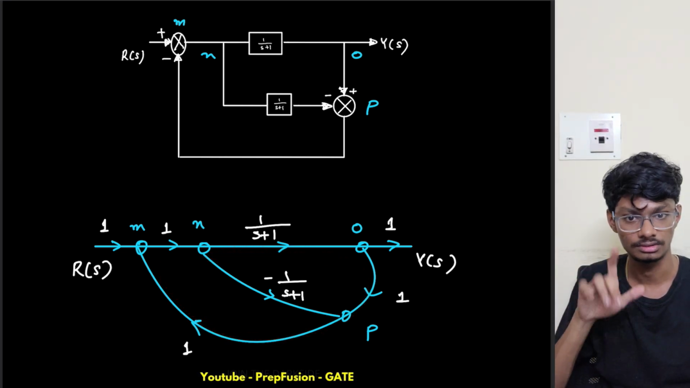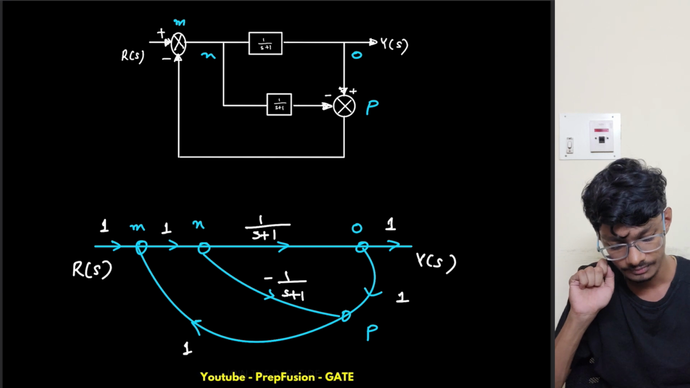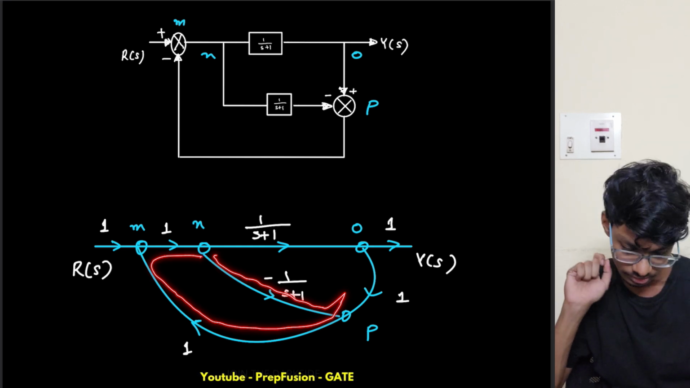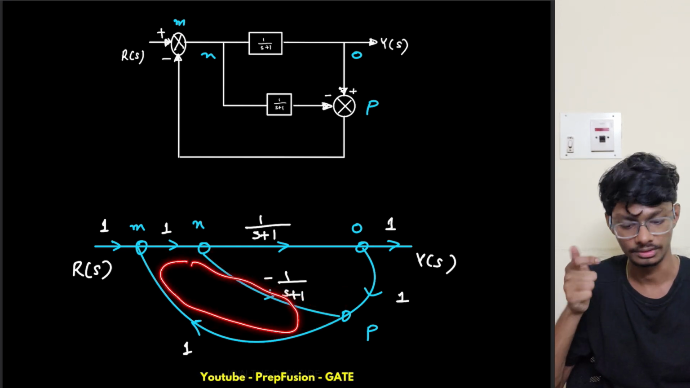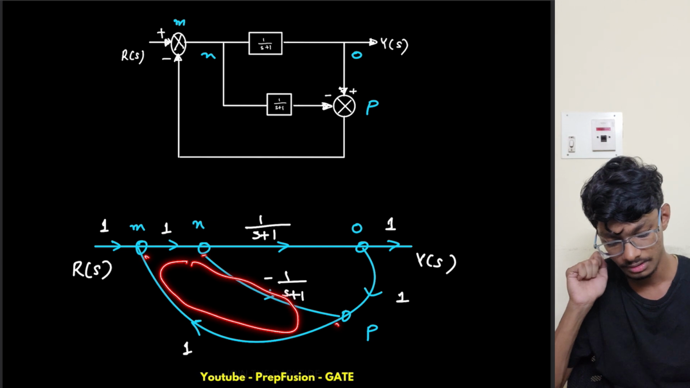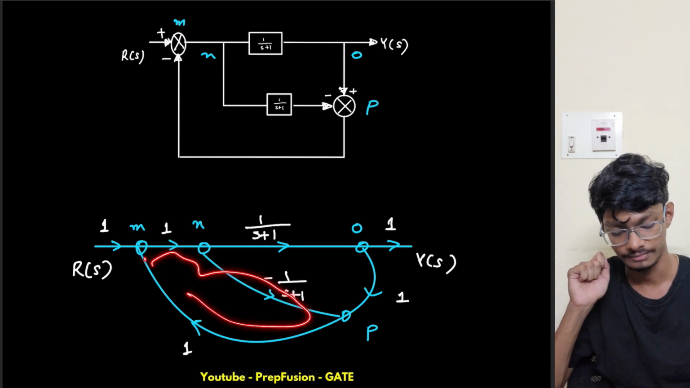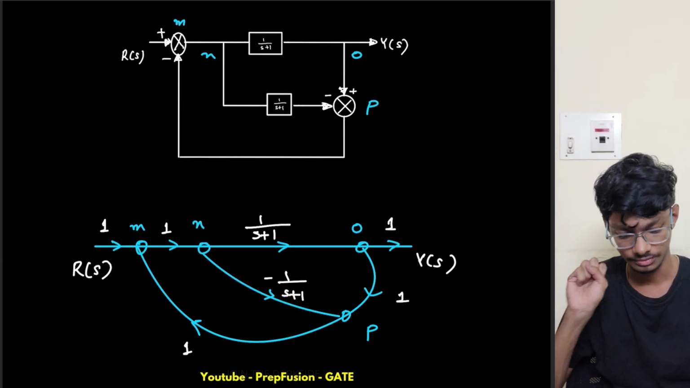Just check here, is there any other loop? What I can see is, if I go from here, I can go from here, I can come this side, then again complete the path. So yes, there is a loop here. So it is M and P M. Okay, there is a loop here, right? So I have two individual loops.